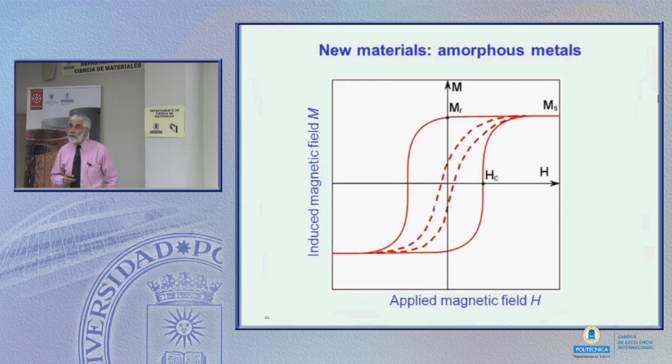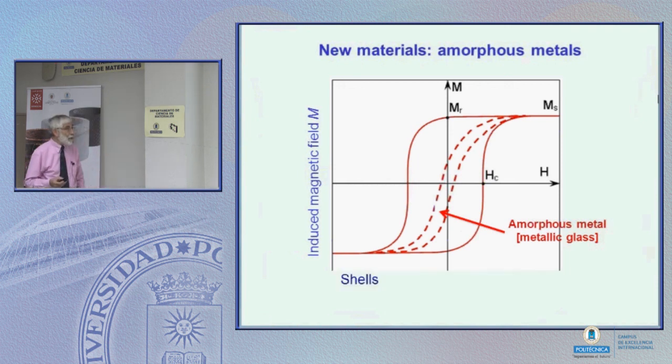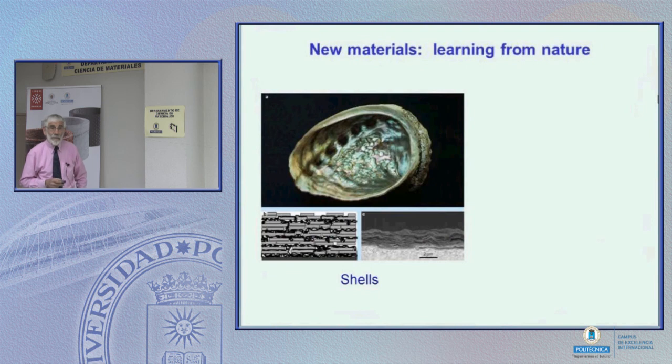The interesting thing of the amorphous materials is their hysteresis loop, the amount of energy they lose, is very, very much less. And so not only do they have interesting mechanical properties, but they have very interesting magnetic properties. And so again, they are widely used, and we will see more.